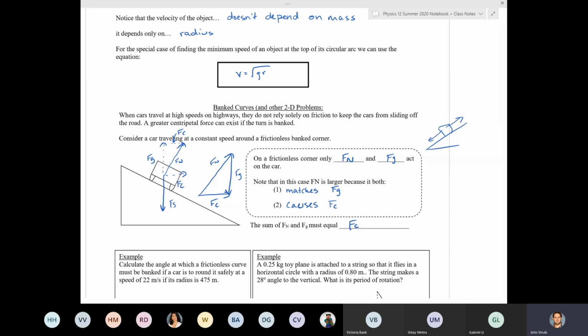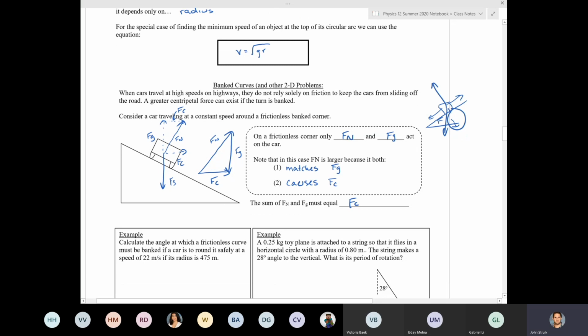Now, on an incline, remember that FG was bigger than FN because FN was a component of FG. We had FG going down, FN going that way, and this component of gravity right here was your FN. That's because it's not traveling in a circular motion. So you have to understand that because it's traveling in a circular motion, because there's this FC here, FN is actually bigger than FG. It's kind of tricky.